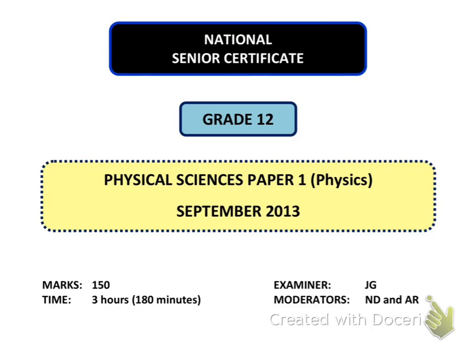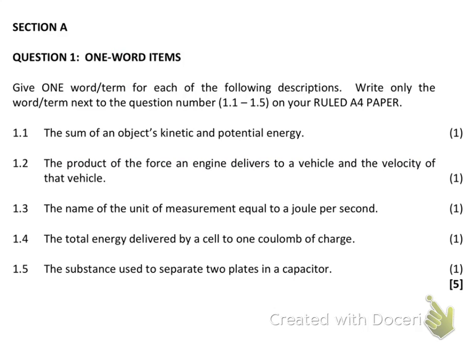This recording is going to take you through the answers to the physics paper for the Pinehurst High School mock exam in September 2013. Alright, let's have a look at section A, the one-word items. 1.1 asks for the sum of an object's kinetic and potential energy, that we call mechanical energy.